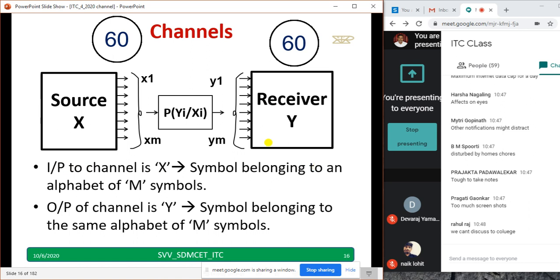So how do I represent it? The source is nothing but a transmitter. We use it as a source. I have a receiver. This side I have x1, x2 up to xm. In some books they take ym, in some books they take yn also. X is nothing but a symbol that belongs to an alphabet of m symbols. Y is also a symbol that belongs to an alphabet of symbols. So just take 1 minute maximum. You can copy down. It's a transmitter, I have a receiver, I have a channel. These many I am sending, I may receive these things, and the probability is used to represent the channel.